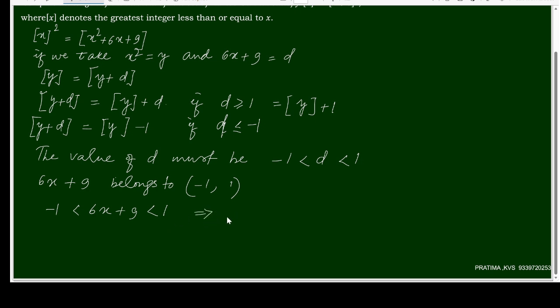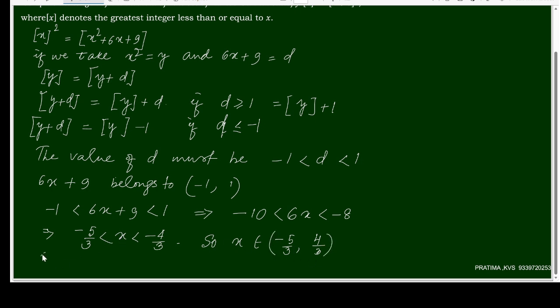This implies that -10 < 6x < -8. This implies that -5/3 < x < -4/3. So this is the interval. So x belongs to the interval (-5/3, -4/3). We got the interval.